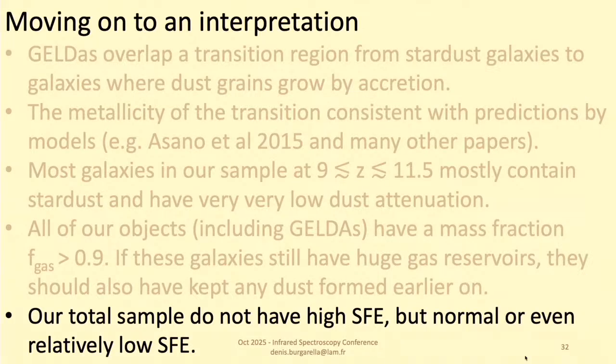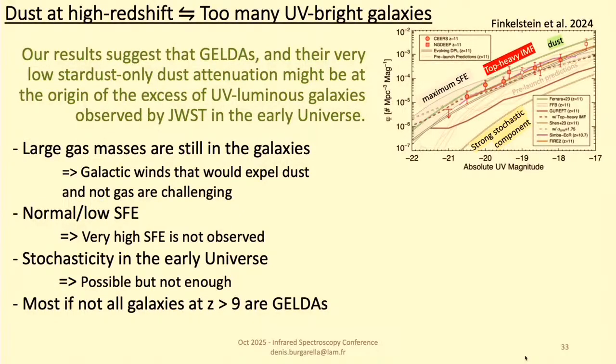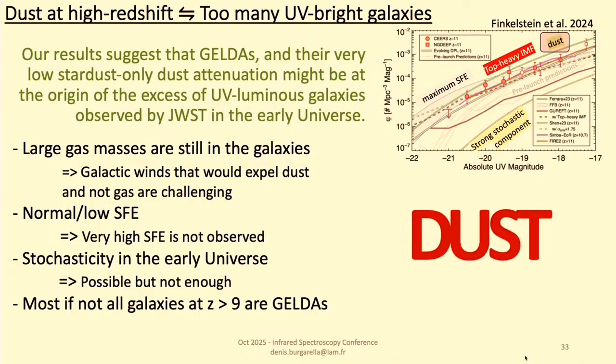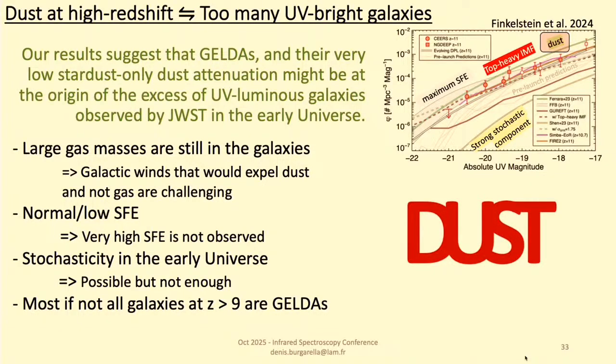And so our total sample shows that we do not have high star formation efficiency, but normal or even a bit low. So if we come back to this diagram, this was already, well, not rejected, but not dominant. Maximum star efficiency doesn't seem to be confirmed. Top-heavy IMF can play some role, but not enough. And so the main conclusion here is that dust could be the main player here. That's because we have dust attenuation-free galaxies, to be broad, that we have this effect.